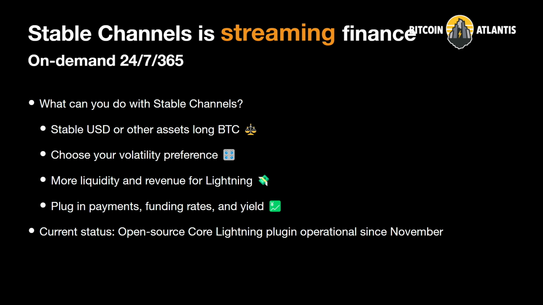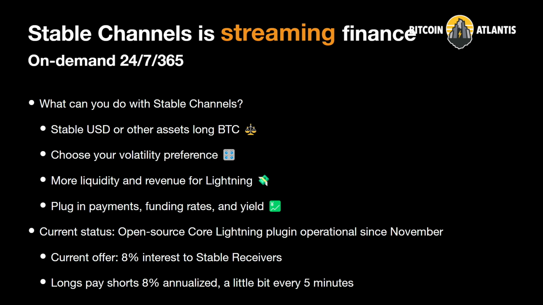So the current status, this is open source code. It's a Core Lightning plugin. It's been operational since November. It's on GitHub. And I've been really impressed with the Core Lightning performance and the performance of the code so far. I've got an offer out there for anybody, 8% interest to stable receivers. It's a good idea always to ask, where does the yield come from, right? And the yield comes from longs paying shorts. These are bilateral agreements. Longs pay shorts 8% annualized. That's a little bit every 5 minutes. This is streaming finance.